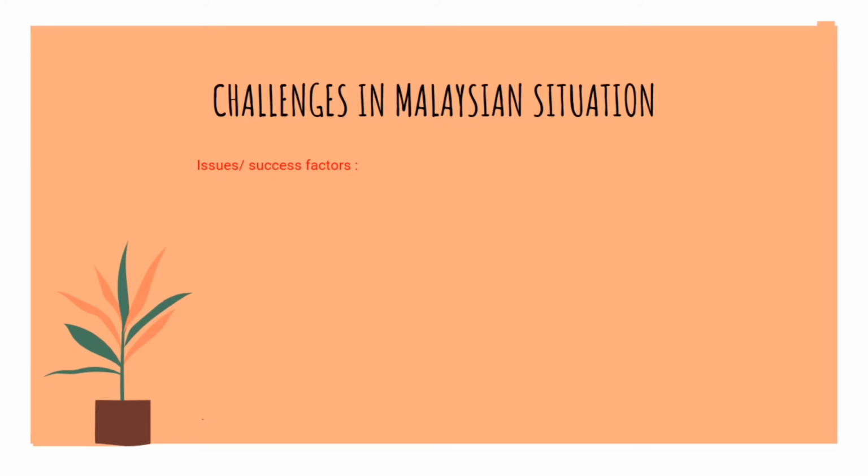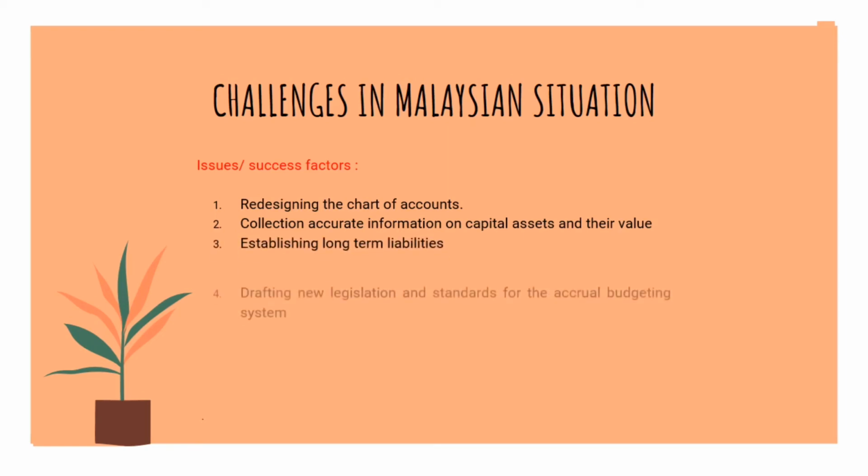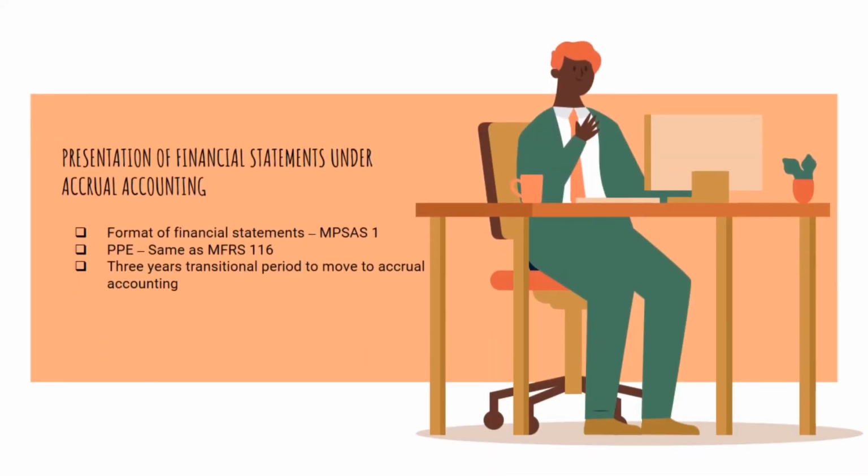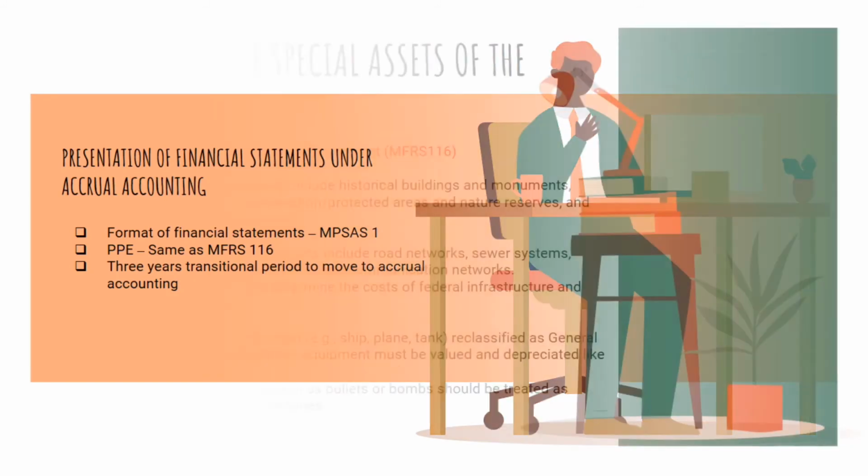There are several challenges in the Malaysian situation that need to be dealt with, with the following issues or success factors: redesigning the chart of accounts, collecting accurate information on capital assets and their value, establishing long-term liabilities, and drafting new legislation and standards for the accrual budgeting system. Presentation of financial statements under accrual accounting has three parts: first, the format of financial statements according to Malaysian Public Sector Accounting Standard 1; second, PPE under MPSAS and MFRS 116; and lastly, a 3-year transition period to move to accrual accounting.